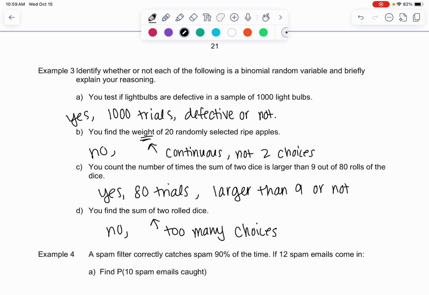So this is just an introduction to binomial. In the next video, we'll actually do some binomial examples and get a better idea of it.